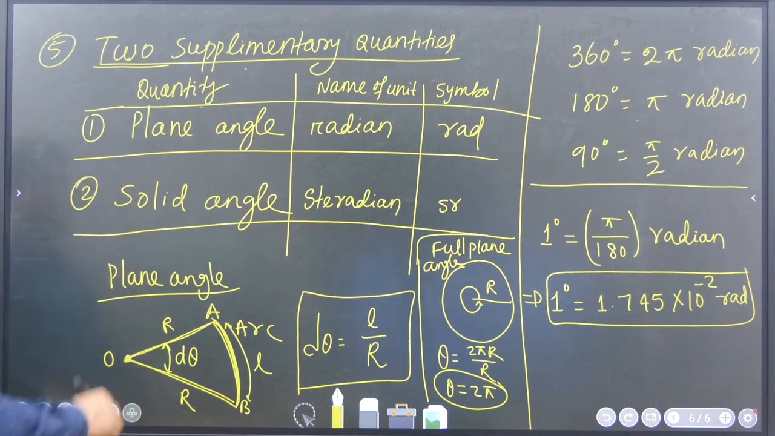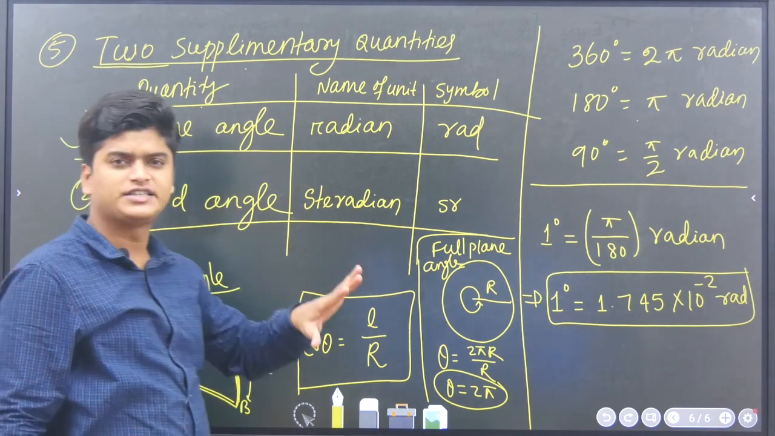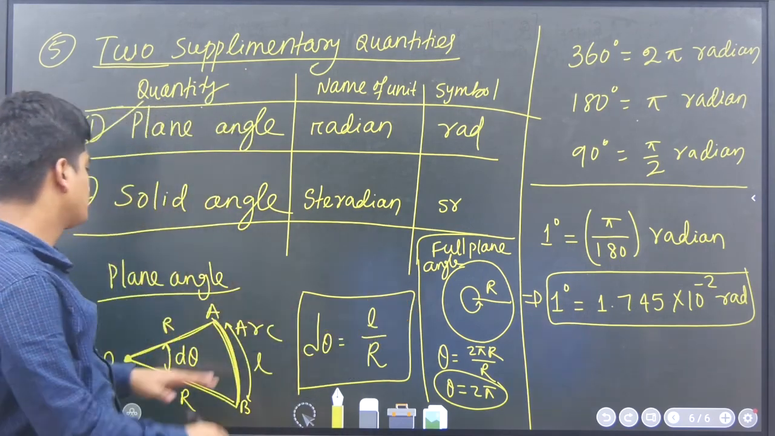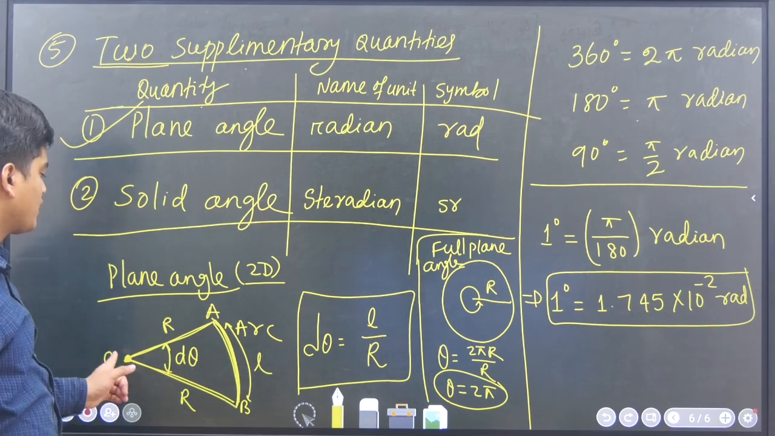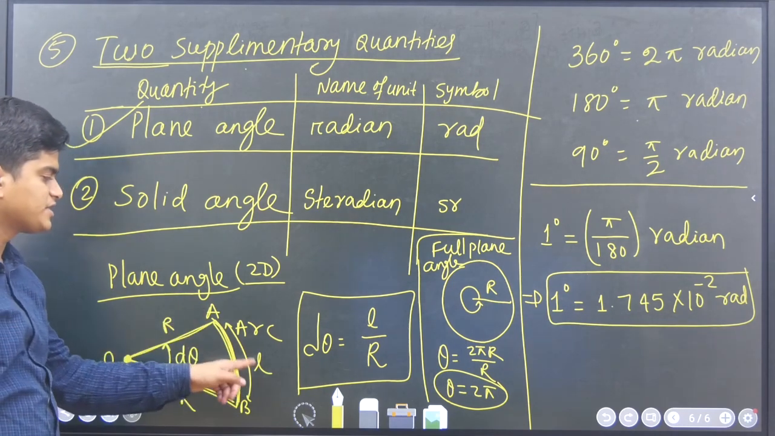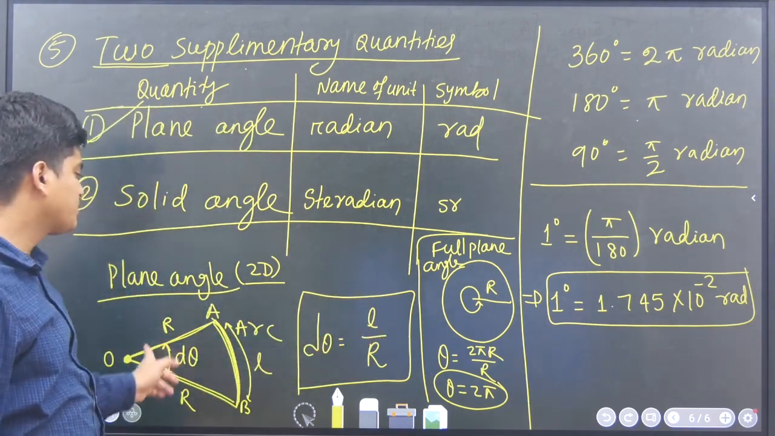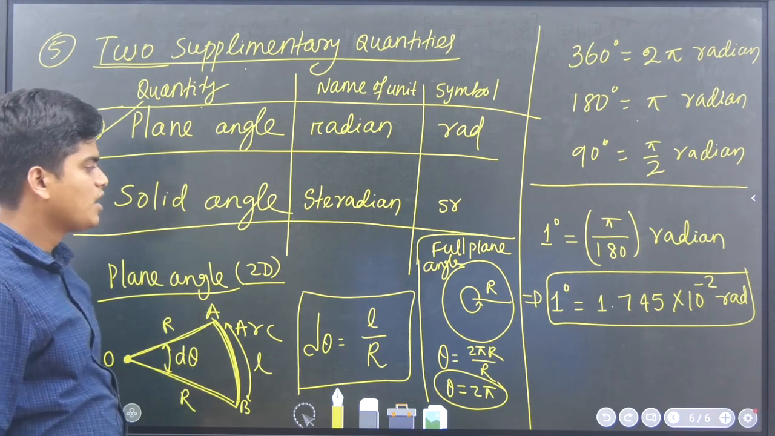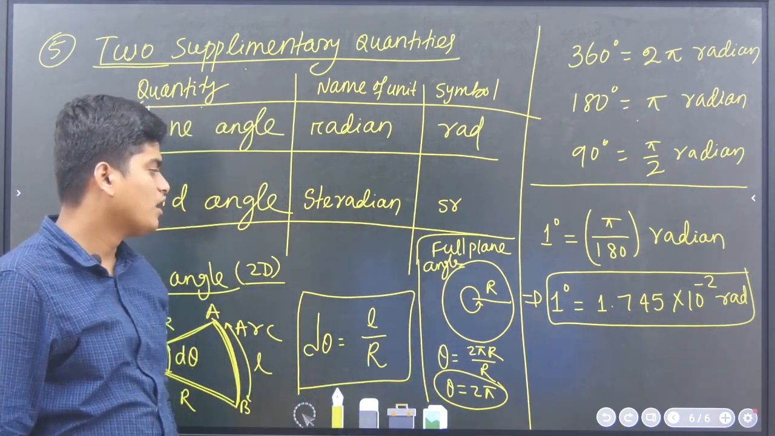Now that you understand the plane angle, we will go for the solid angle. The solid angle is defined in 3D, whereas the plane angle is defined in 2D, in a plane. Here there is one center, and this is the arc AB with length L, called the arc length. So arc length by radius is d theta. And for a full plane angle, theta equals 2 pi r by r.